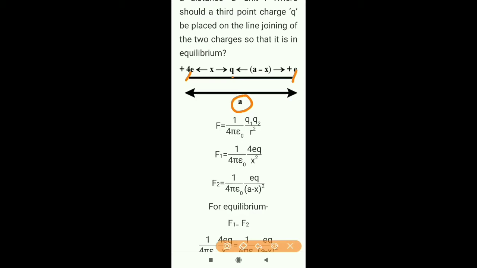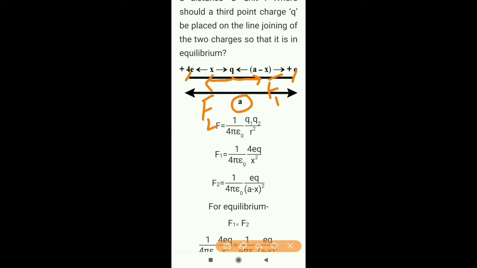Now just find out the direction of the force acting on the charge q because of +4e and +e. Because of +4e, the direction of the force acting on the charge q is away from the charge, like this. So this is the direction of the force F1. And because of +e, the force will act in this direction. Say it is F2. Right?